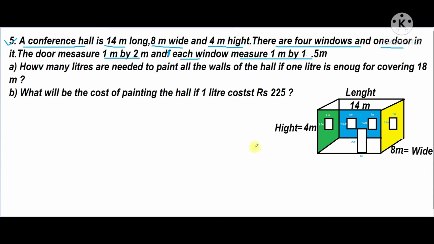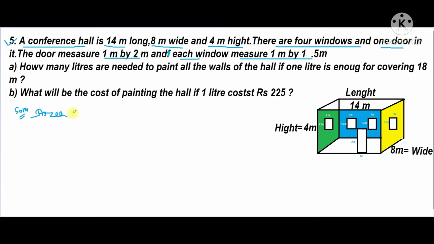So first of all, we'll find out the area of the four windows and the area of the door. If we subtract the area of the door and windows from the total area of the wall, then we'll get the area where we need to paint, okay.